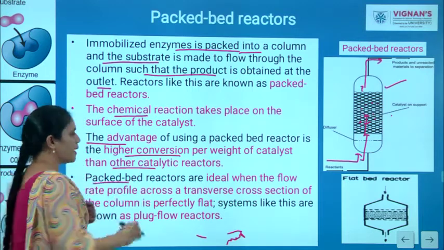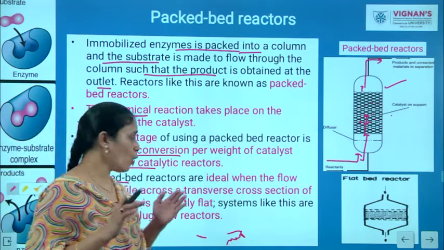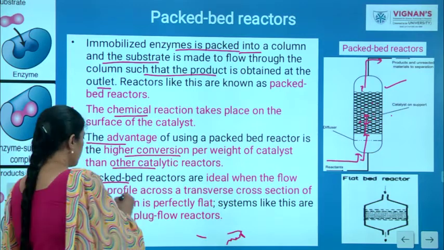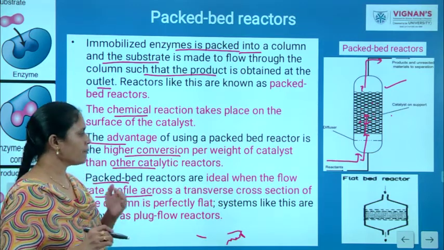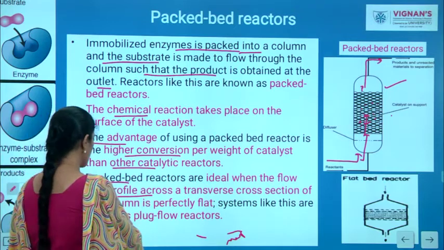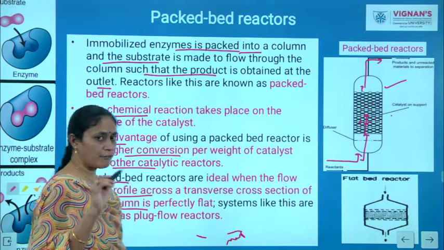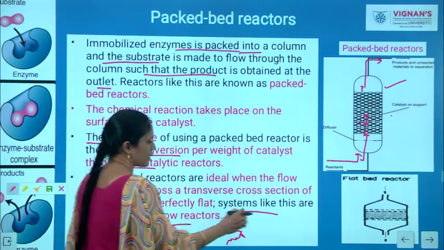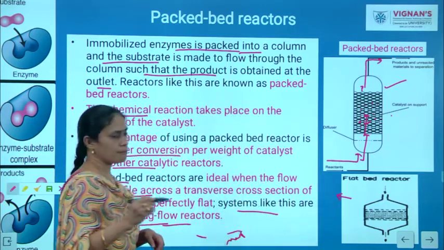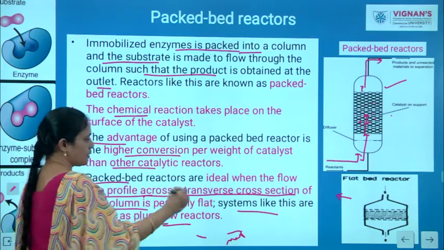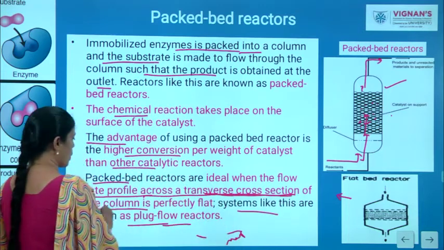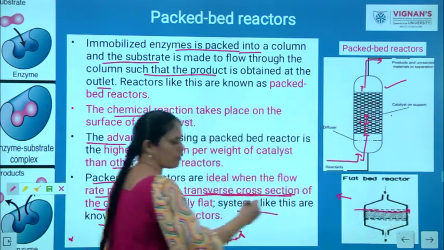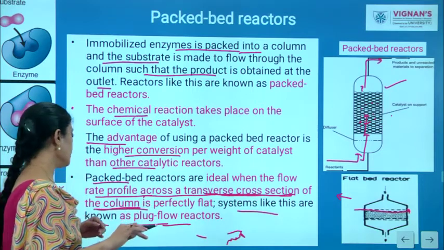And the packed bed reactors are ideal when the flow rate profile across a transverse cross section of the column is perfectly flat. Systems like this are called plug flow reactors. Let us see this. This is your packed bed reactor. If you consider the transverse cross section of this column, it will be perfectly flat.